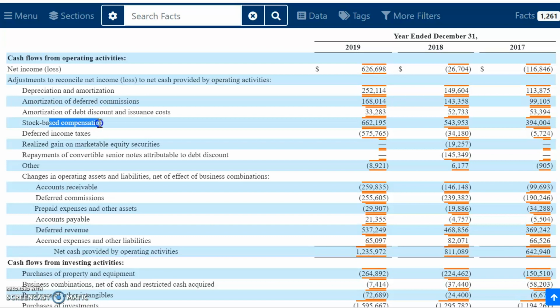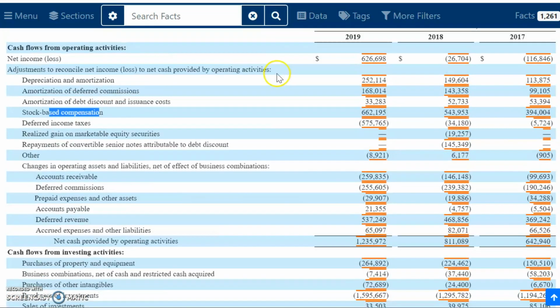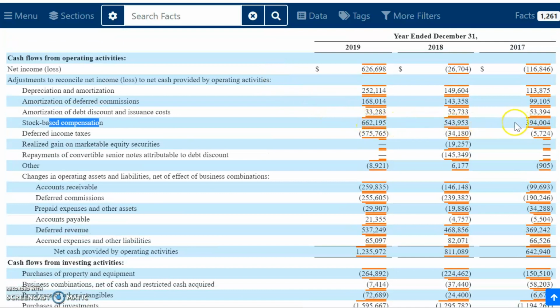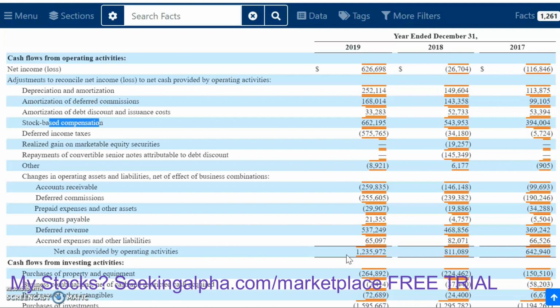Now, allow me to say something. You can see that over time, the amount of stock-based compensation is increasing. This means the company is giving out shares to its top executives. So this is a rapidly increasing number, and as we just discussed, this approximates 50% of the cash that the business made in 2019 was paid out as stock to its management.